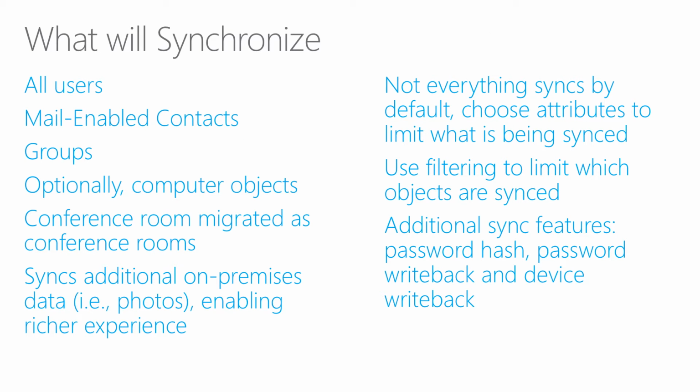So what will Azure Active Directory Connect synchronize? Basically, it will synchronize all users. It will synchronize the mail-enabled contact groups, optionally the computer objects, and conference rooms migrated as conference rooms. It can sync additional on-premises data like photos for enabling a richer experience. So be aware that not everything syncs by default. You have to choose attributes to limit what is being synced. You can use filtering to limit which objects are synced, and you can use additional features like password sync, which is password hash synchronization, or you can also have password writeback and device writeback.